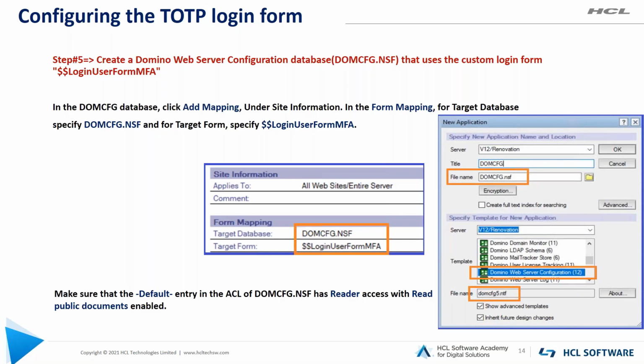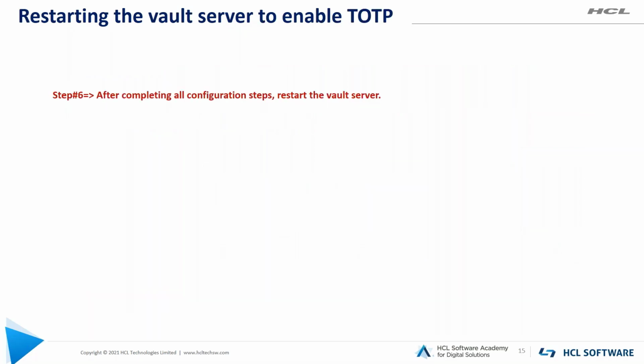In the domcfg database ACL, make sure that the default entry is set to reader access with read public document. Moving to the next slide. Okay, so far we completed all the configuration from the server side and now need to restart the Vault server. Moving to next slide.